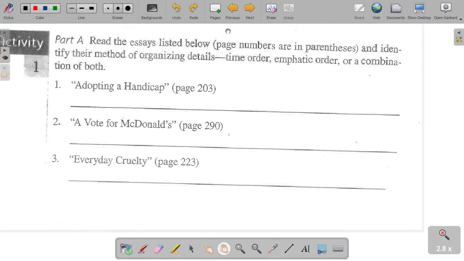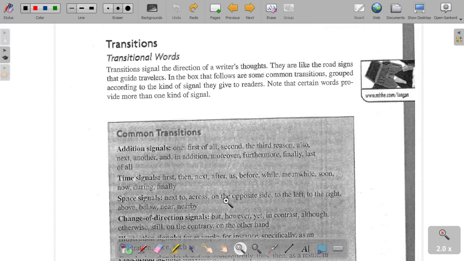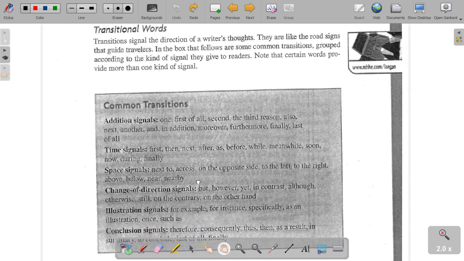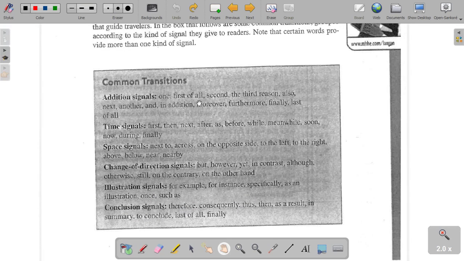All right, go ahead and turn to the next page, page 83. Let's talk briefly about transitional words. So transitions signal the writer's thoughts. They're like road signs that guide travelers. So here are some common transitions below.